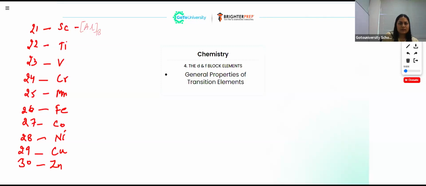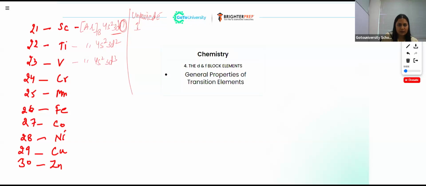4s2 and 3d1. All right, and this will be 4s2 3d2. Okay, this will be 4s2 3d3. Now if we have to calculate the unpaired electrons, if you see here, we have one electron in d orbital. That means scandium has one unpaired electron, right?